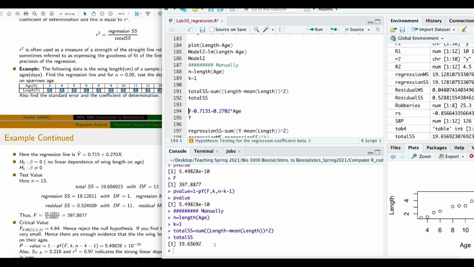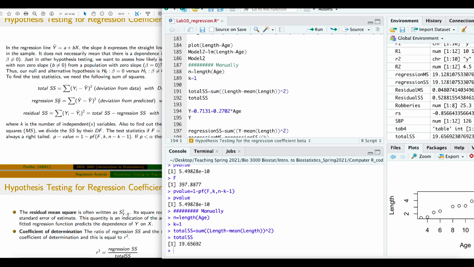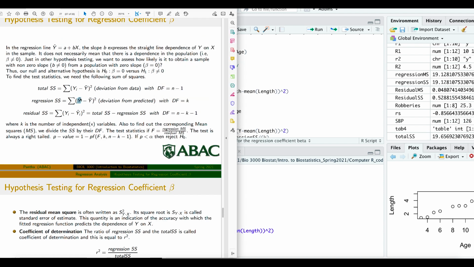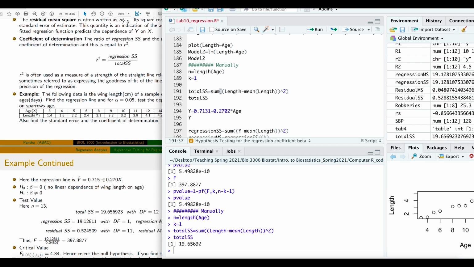Next, you want to find the predicted values. What is the regression sum of squares? The predicted y values minus the mean of the data, squared, and then the sum of that. To find the predicted y values, first of all, y hat is 0.7131 plus 0.2702 times the age, because I consider 4 decimal places here. What is age?